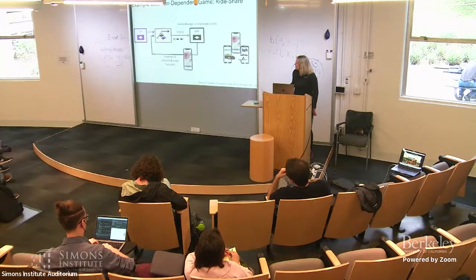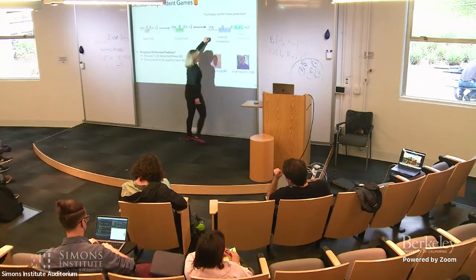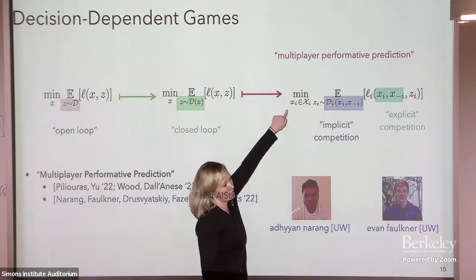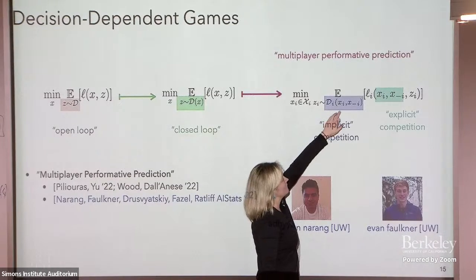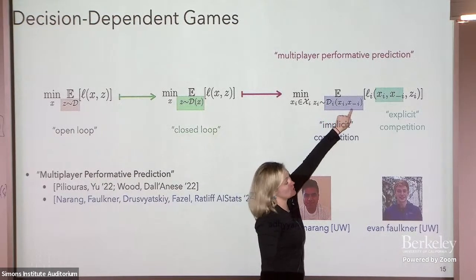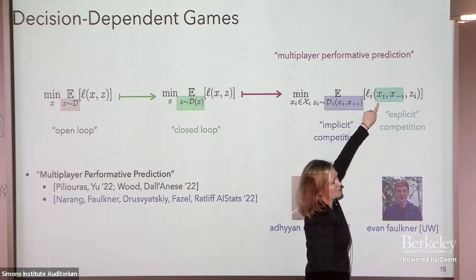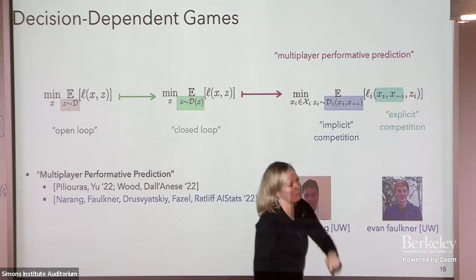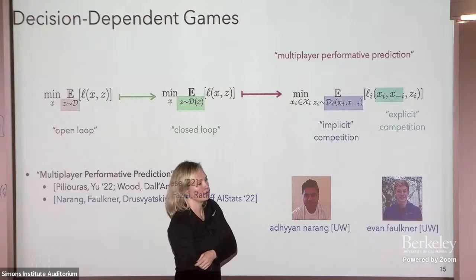Let me just go back here. So each player is choosing, so player i is choosing xi. And their data distribution depends on xi and the decisions of all the other players, x minus i. And similarly, their loss also depends on xi and x minus i. Okay, and then where is the game and the monotone operator that you refer to?